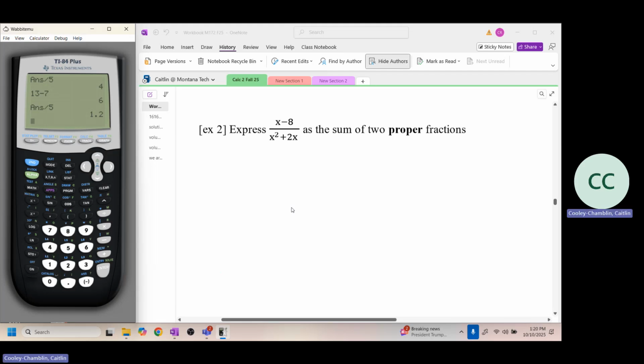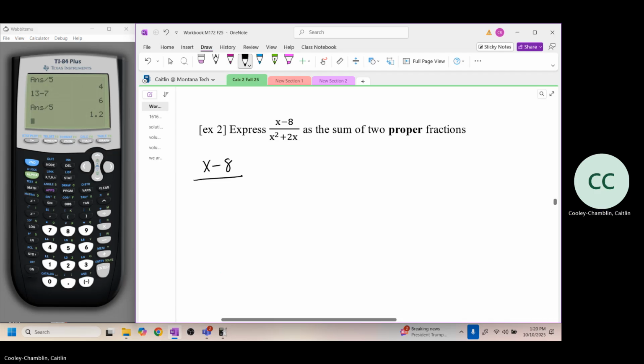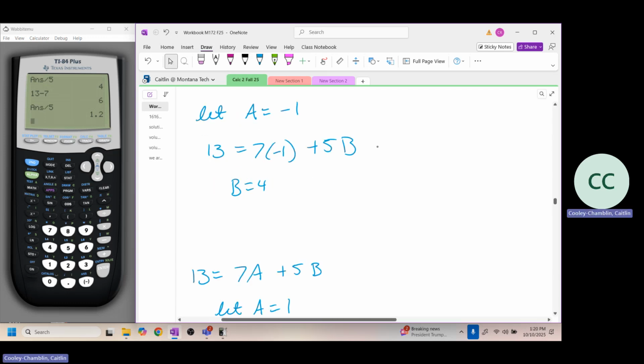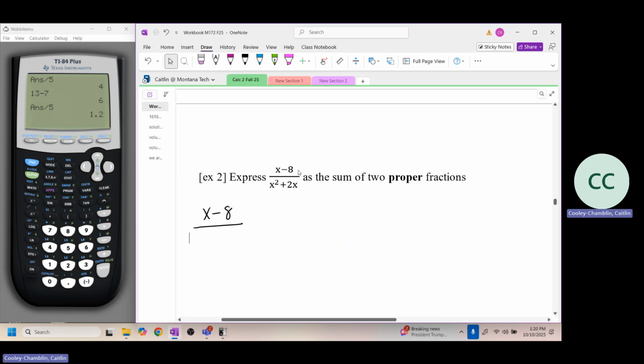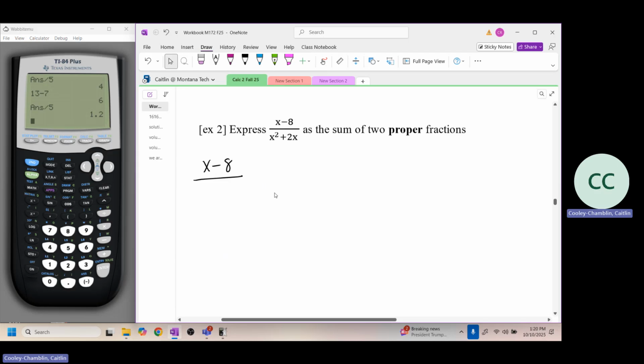Okay, so we have x minus 8 over, I'm going to go ahead and factor this. So notice up here, we had 5 and 7 because we factored the 35. Well, if this was a number, we would factor it. The x's are just placeholders for numbers. So I'm going to go ahead and factor this. There's an x in both of these, so I'm going to factor an x out. And then when I do that, I'm left with x plus 2.